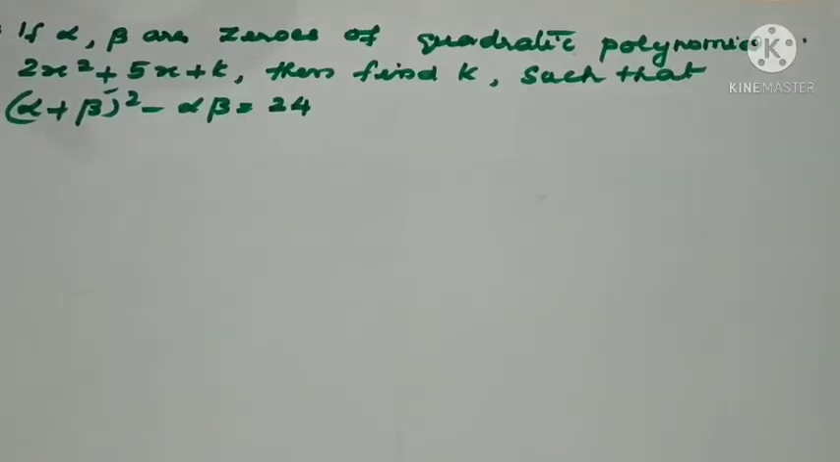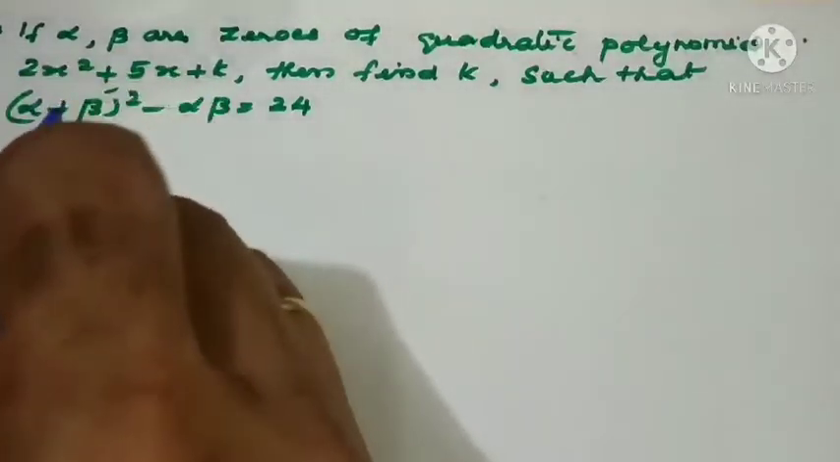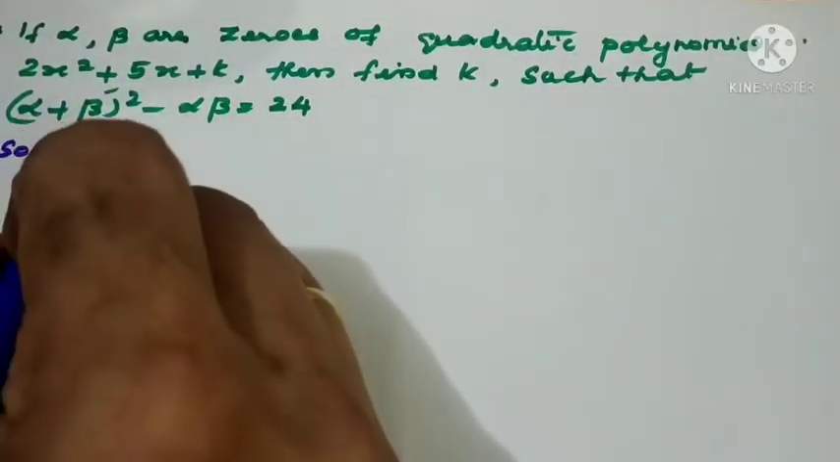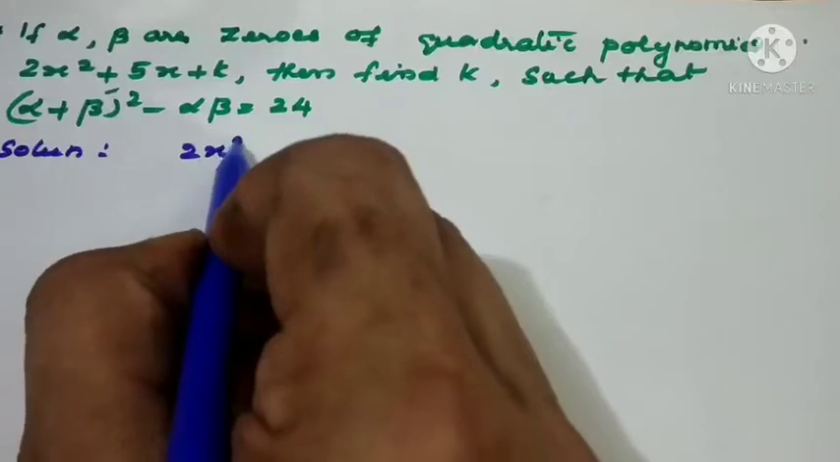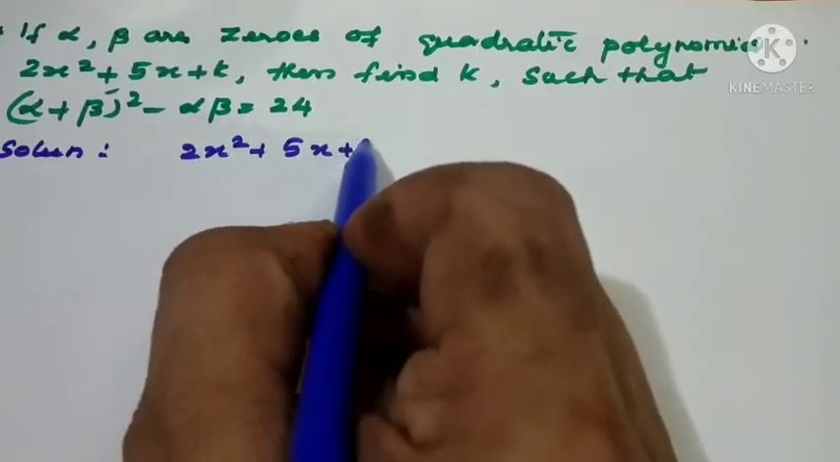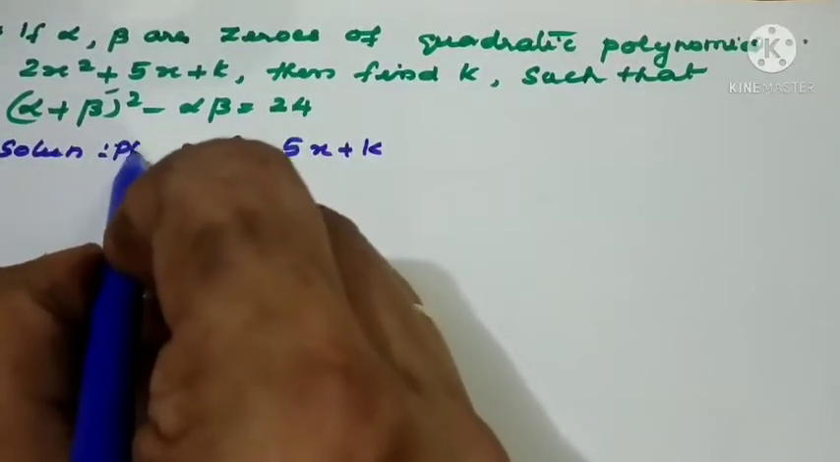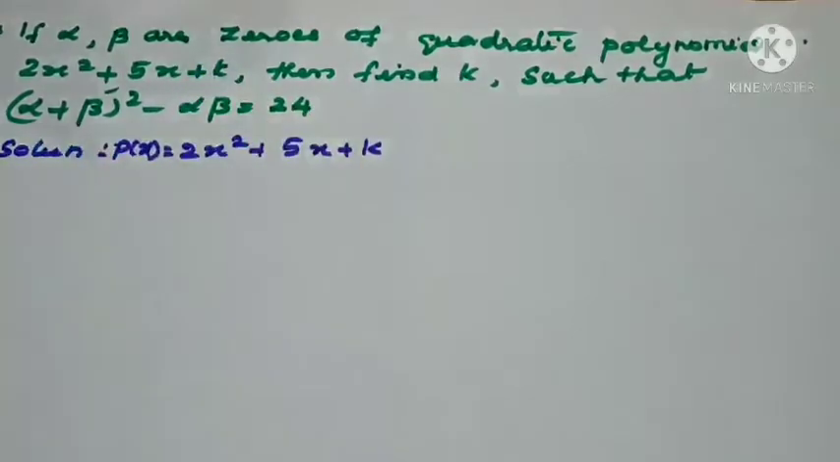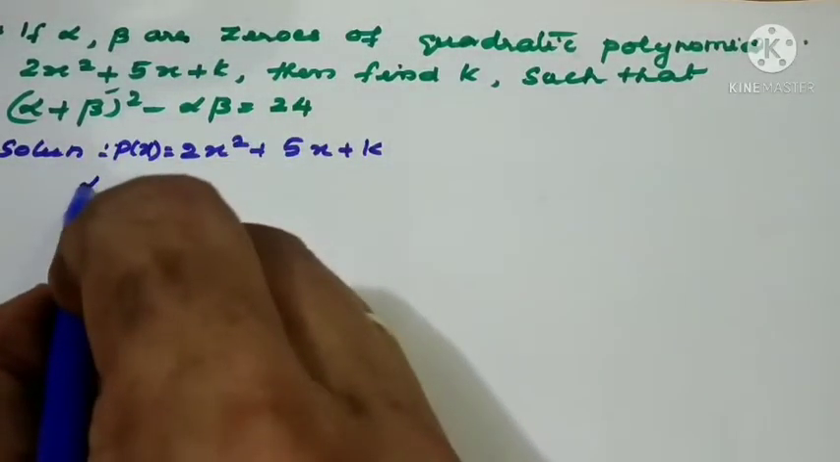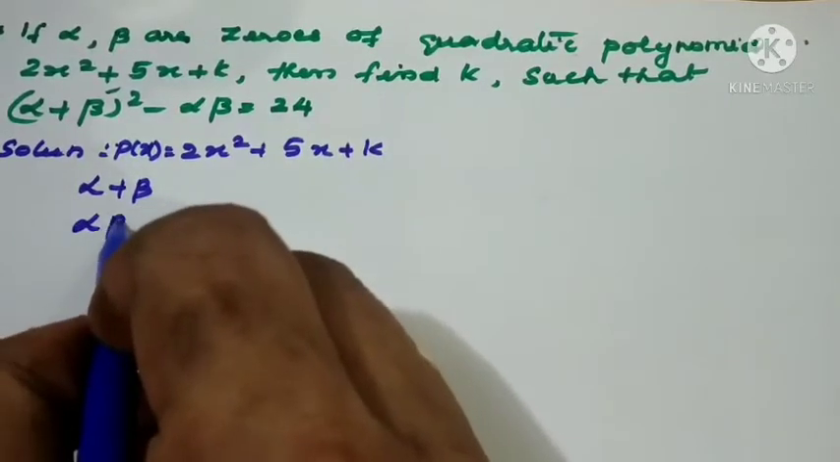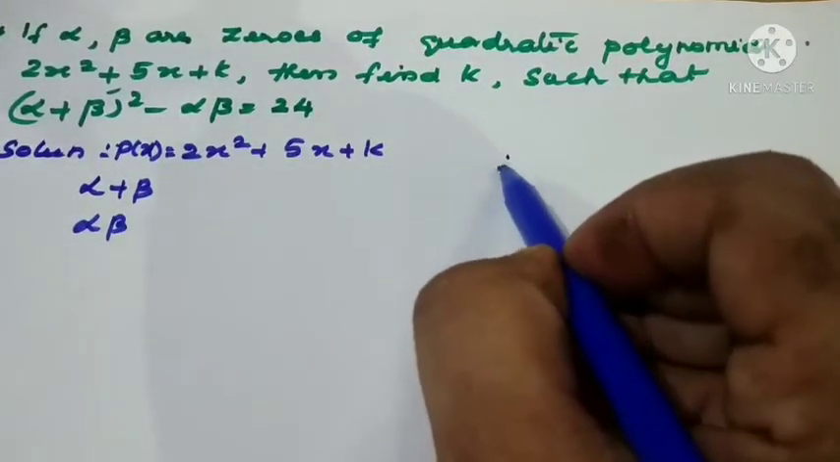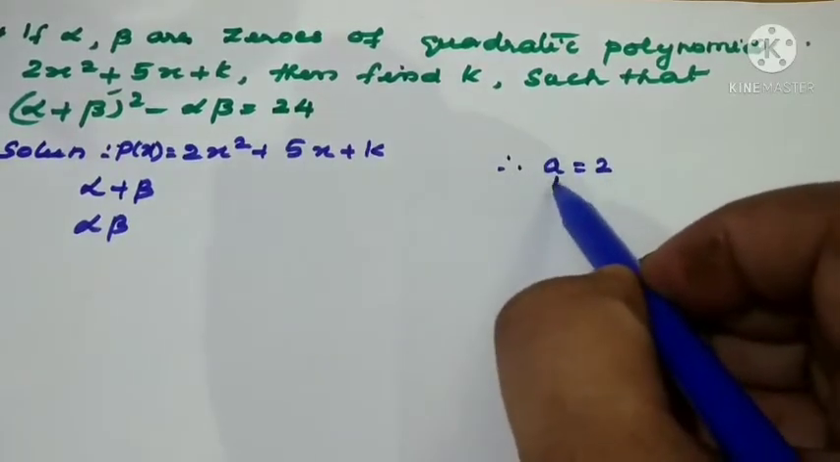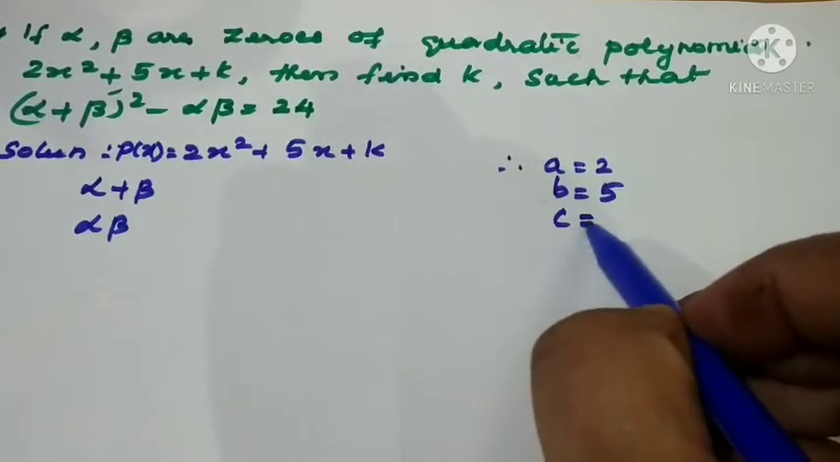If alpha and beta are zeros of a quadratic polynomial 2x square plus 5x plus k, then find the k such that alpha plus beta whole square minus alpha beta equal to 24. So what is given in the question? A quadratic equation is given, 2x square plus 5x plus k, right? That is p of x I should write. Alpha and beta are the zeros of this one, so we should write the sum of these zeros and the product of these zeros. So before that, what I should write? Therefore a equal to 2, b equal to 5 and c is equal to k.